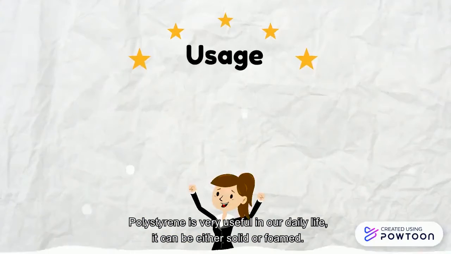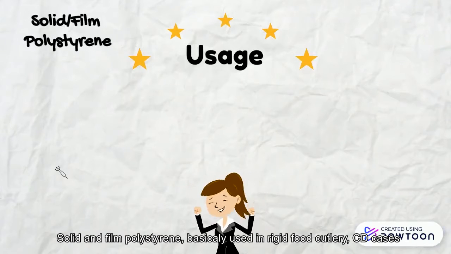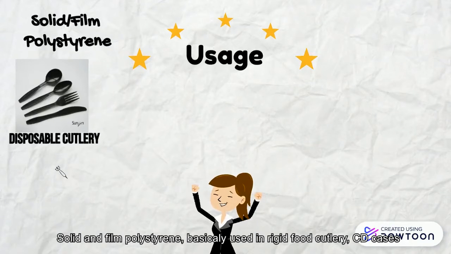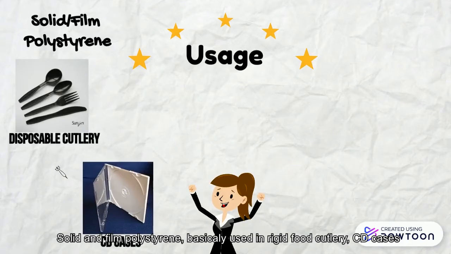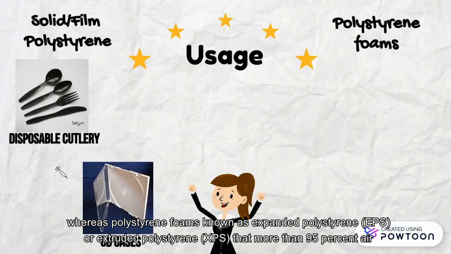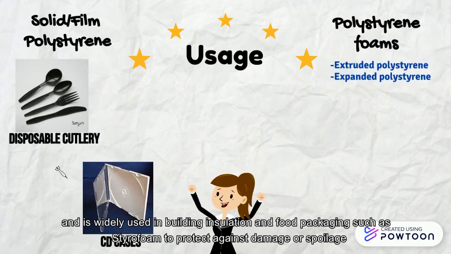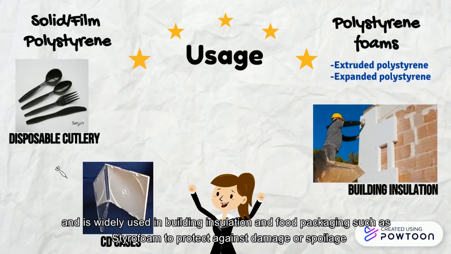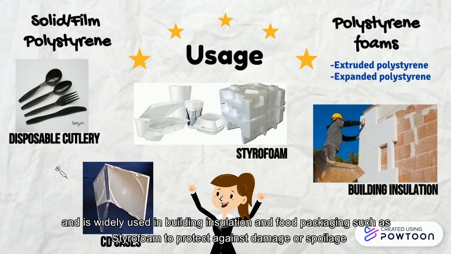Polystyrene is very useful in our daily life. It can be either solid or foamed. Solid and film polystyrene is basically used in rigid food cutlery and CD cases, whereas polystyrene foams, known as expanded polystyrene or extruded polystyrene, are more than 95% air, and are widely used in building insulation and food packaging, such as styrofoam, to protect against damage or spoilage.